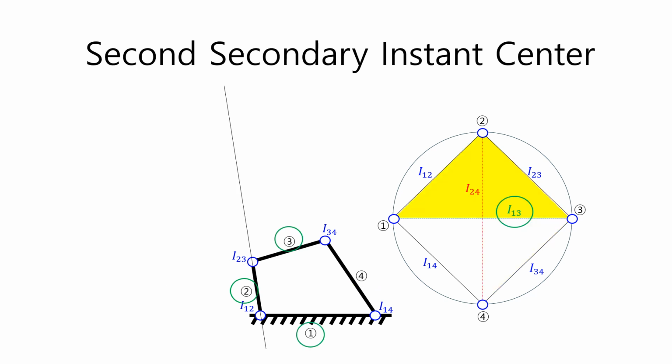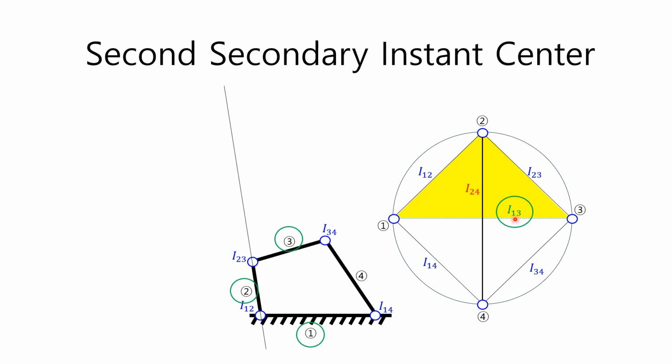Second, let's find the secondary instant center I13. Similarly, according to the Aronhold-Kennedy theorem, the three instant centers shared by three moving bodies are all on the same straight line. In the Kennedy circle, the three links and the three instant centers are represented by triangles. In the right figure, the triangle containing link 1, link 2, and link 3 can be represented in yellow. The green dashed line represents the secondary instant center I13.